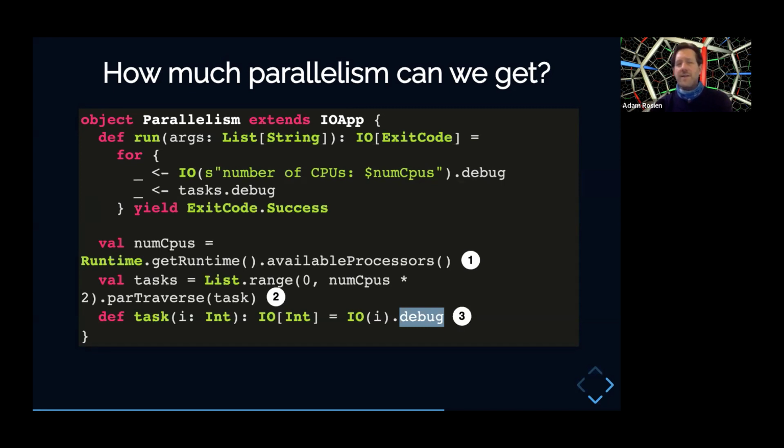Now, one question we could ask is, if I have 8 CPUs, can my computer do more than 8 things at a time? And it's kind of a subtle question, because we could say, well, obviously my computer right now is definitely doing more than 8 things at a time.